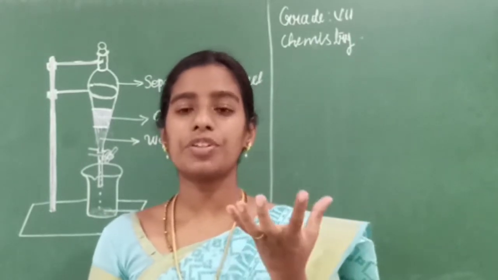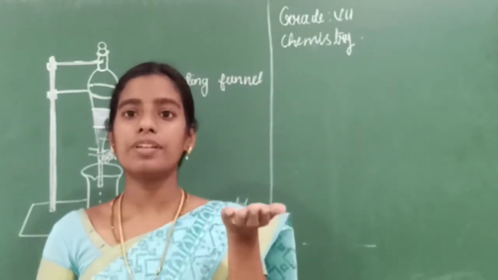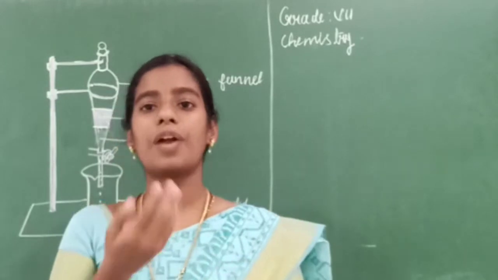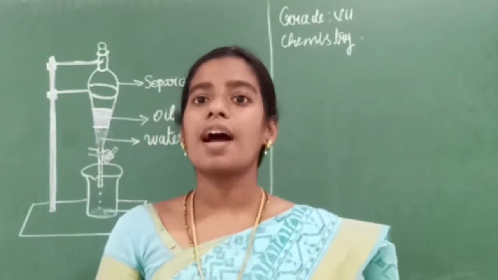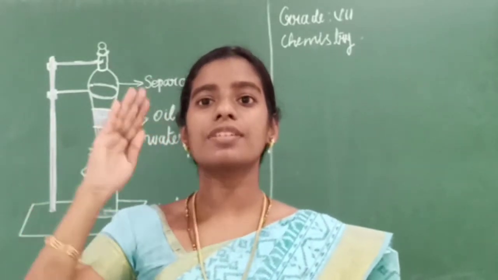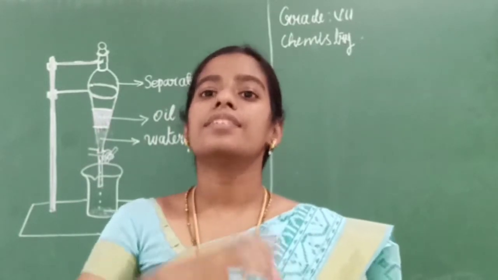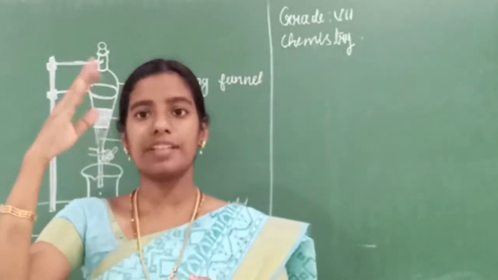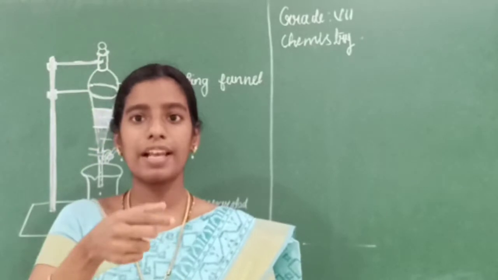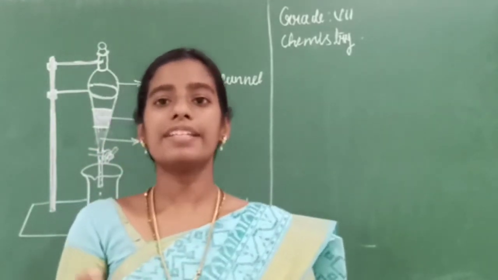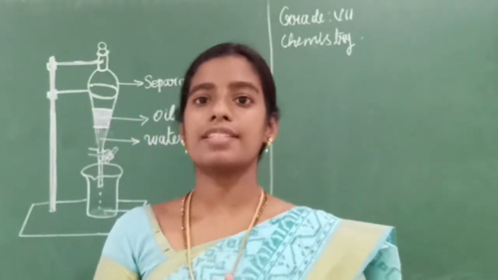Can you remember? We have to take ammonium chloride and sand in one china dish and we have to heat it. Ammonium chloride evaporates, and we will get it in the neck of the funnel as crystals, and sand will stay back in the china dish.